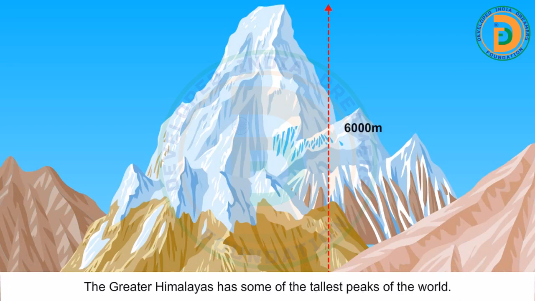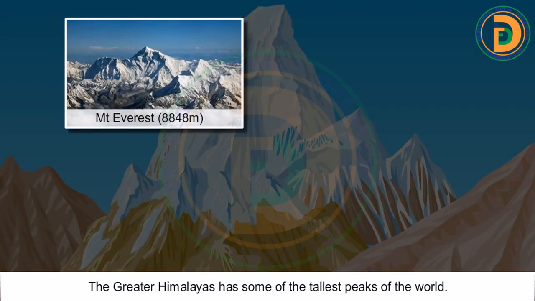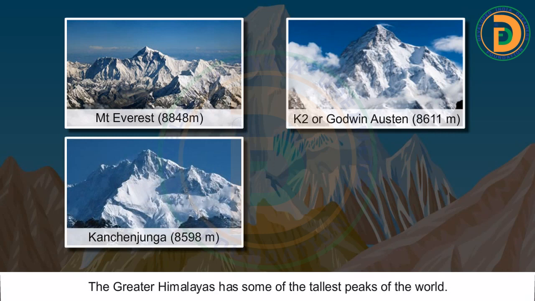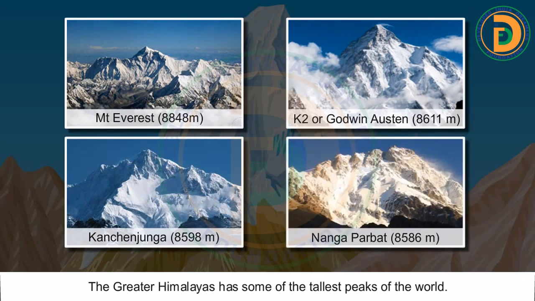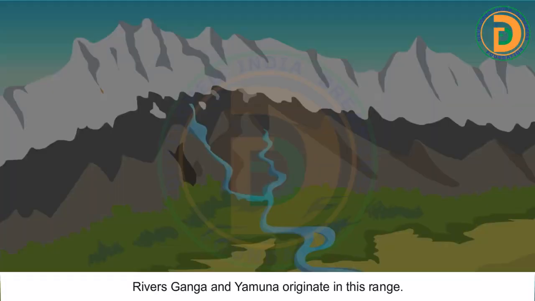It has some of the tallest peaks of the world, like Mount Everest, 8,848 meters, K2 or Godwin-Austen, 8,611 meters, Kanchenjunga, 8,598 meters, and the Nanga Parbat, 8,586 meters. Rivers Ganga and Yamuna originate in this range.